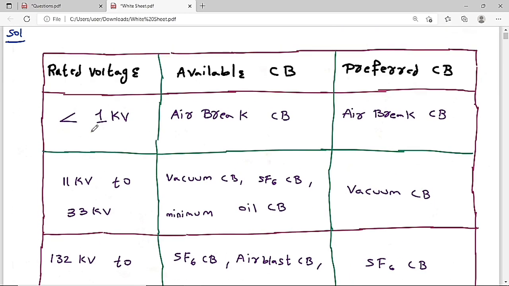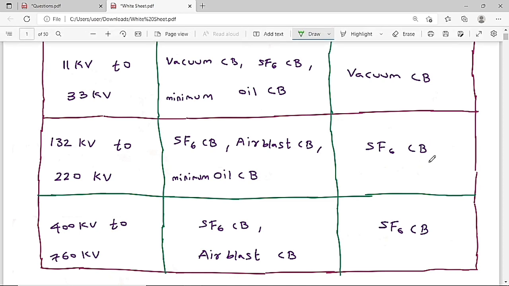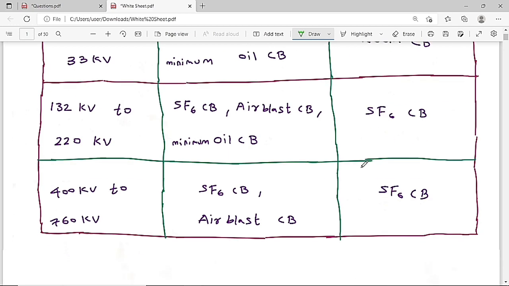Whereas for very low voltage ratings, the preferred circuit breaker is the air brake circuit breaker. For distribution network voltages from 11 kV to 33 kV, the preferred circuit breaker is the vacuum circuit breaker. And for a voltage rating above 132 kV, by default we prefer the SF6 circuit breaker only. You can see here also SF6, here also SF6. So for a voltage rating above 132 kV, the default circuit breaker is always SF6.